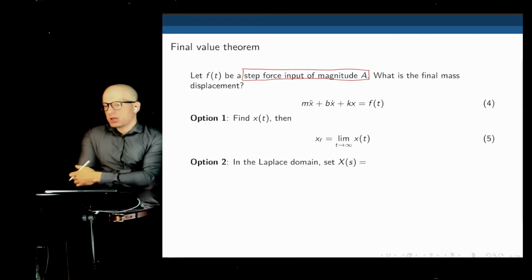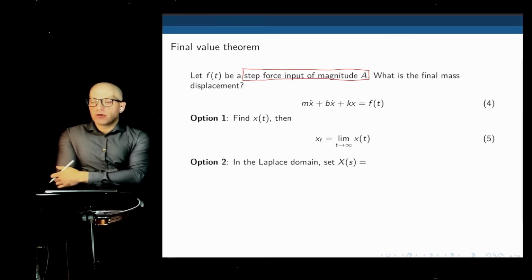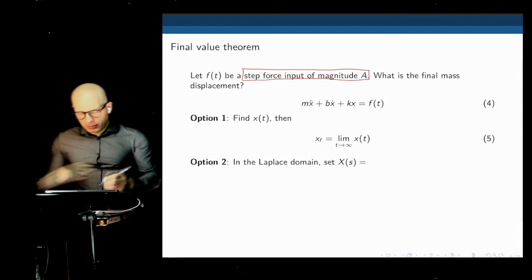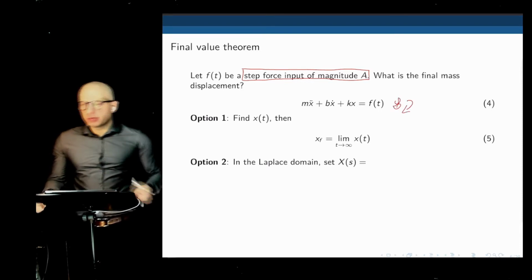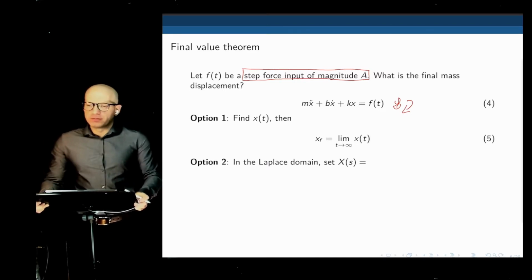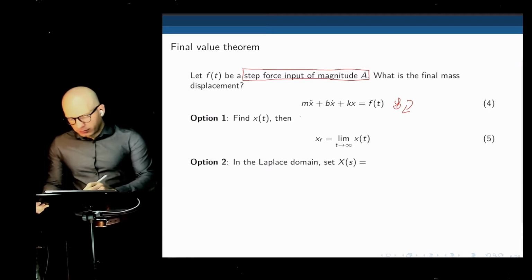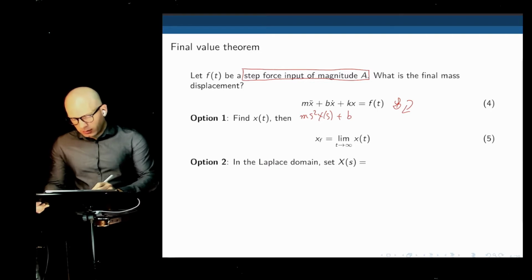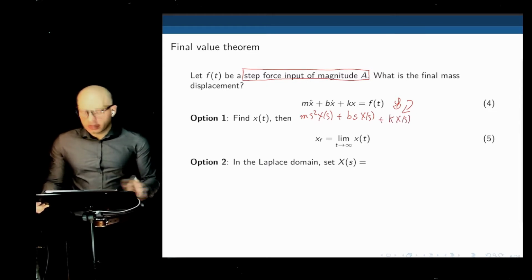Equation 4 comes from Newton's law: the sum of all forces equals m x double dot. What is the Laplace transform of equation 4? Tell me what the Laplace transform is here. M s squared x of s, plus b s x of s, and then k x of s, equals f of s.